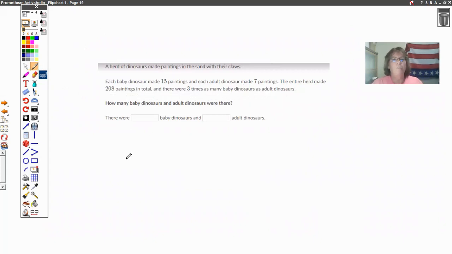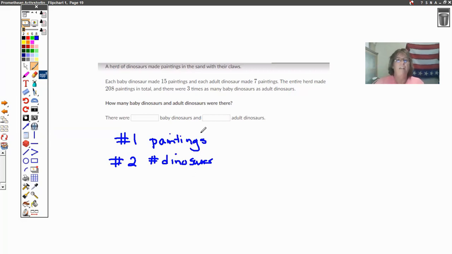So we're going to create 2 equations again, okay? Equation number 1 is going to focus on the number of paintings, and number 2 is going to be the number of dinosaurs. This is what I do every time. I just come up with a plan. I slow down and say, okay, I have to have 2 equations here to actually solve this. That's how I plan each one of these.